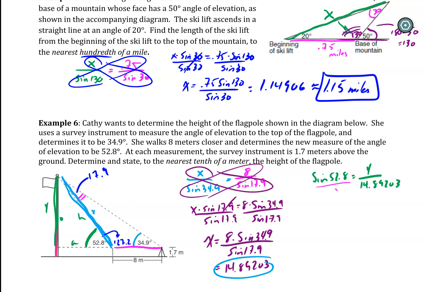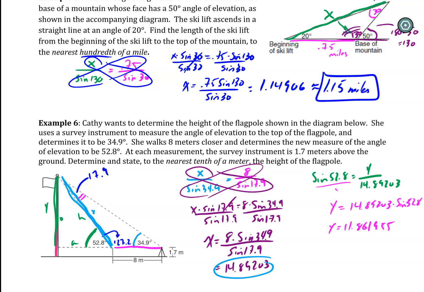Put this over 1 and cross multiply. So y is going to equal that whole decimal times the sine of 52.8. If I take that answer and multiply by the sine of 52.8, I get y to equal 11.861955, and so on.